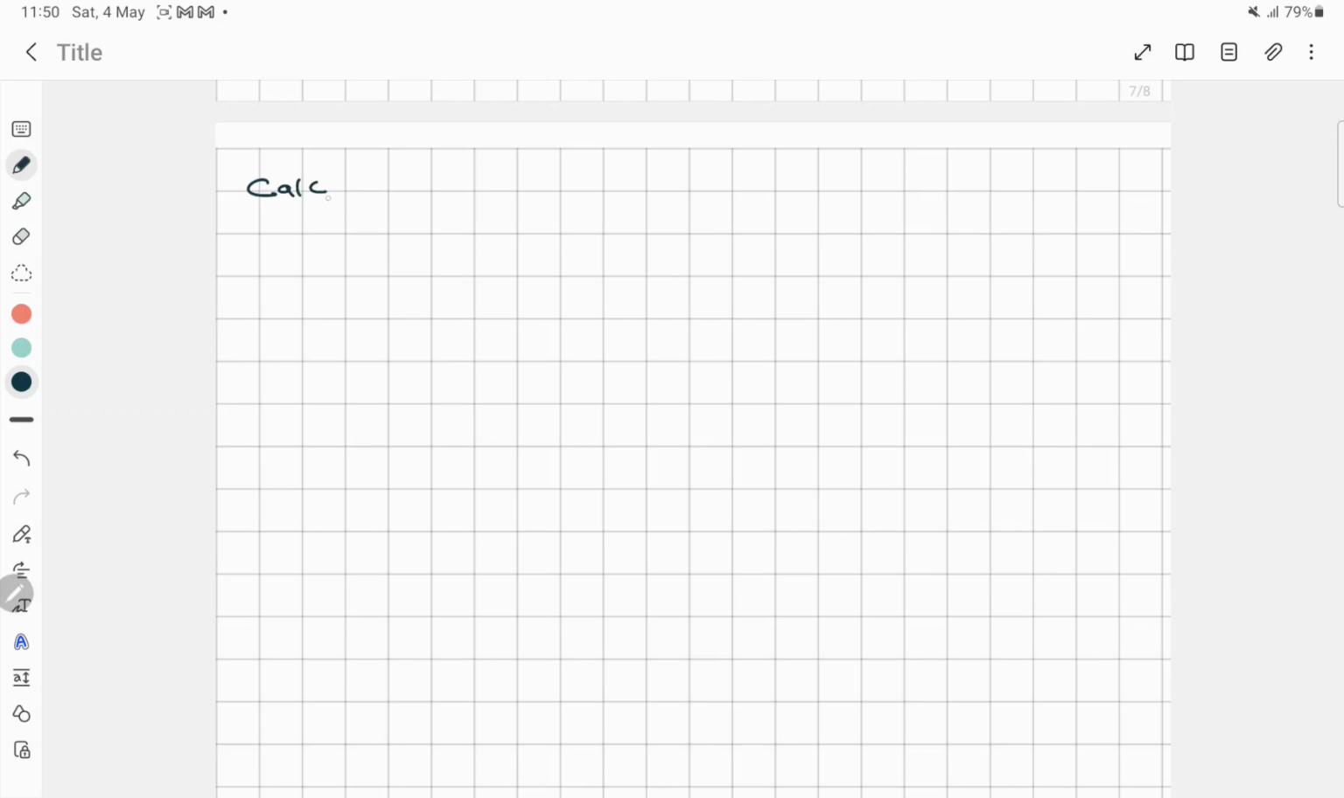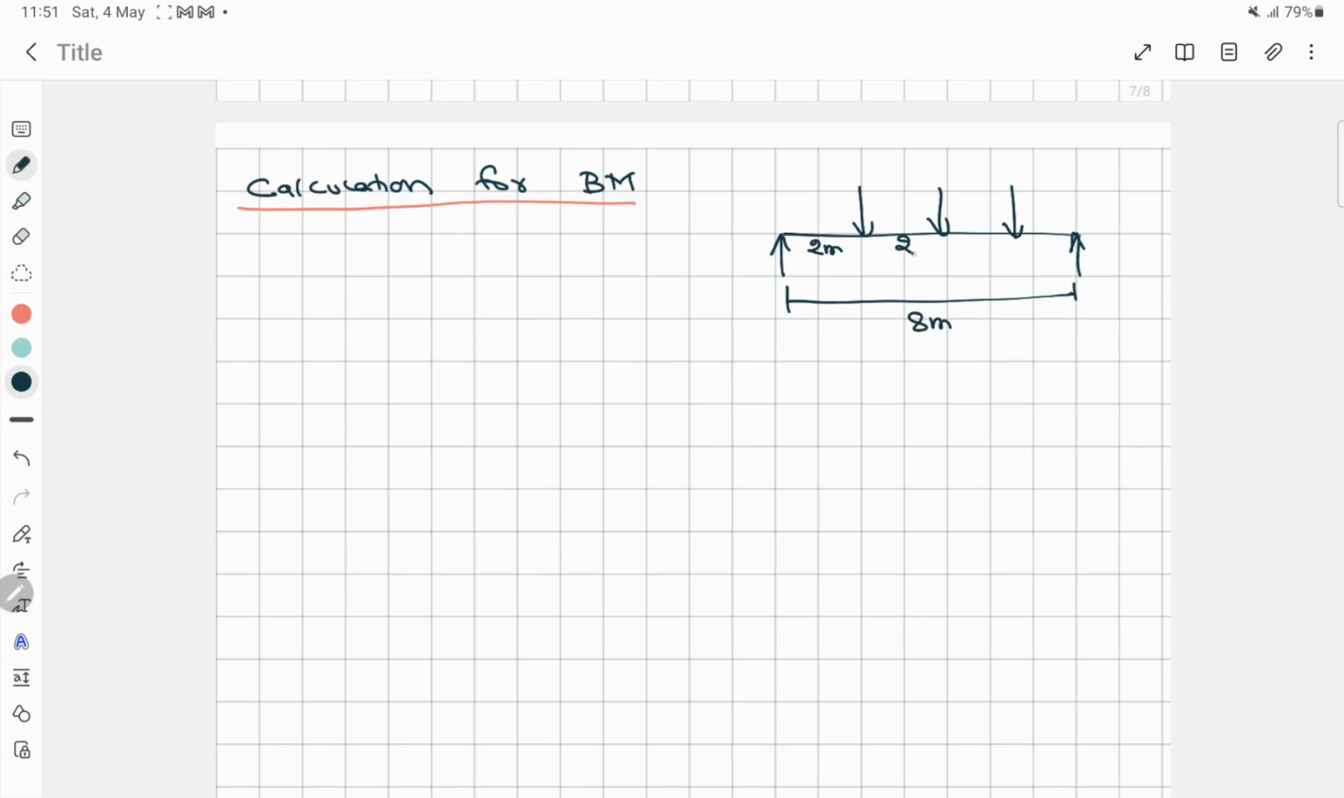So here I'll write calculation for bending moment, this one is for the bending moment. Now again I have to redraw the diagram, and 3 loads were there, the whole length is 8 meter, each distance is 2 meter, 2 meter, 2 meter and 2 meter. This is A and this is B, and the loads are 20, 60 and 20, and the bending moment diagram is like this. So we are finding for this point, then the maximum bending will occur here.